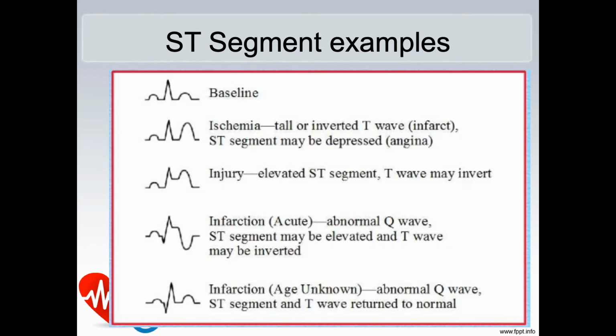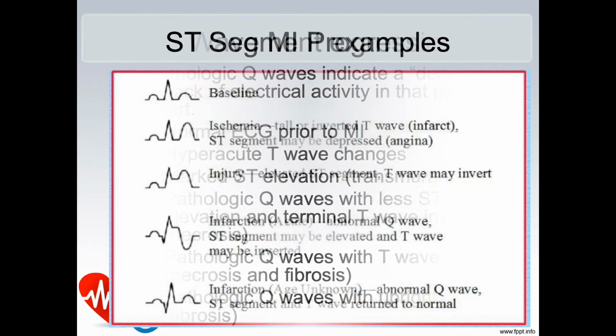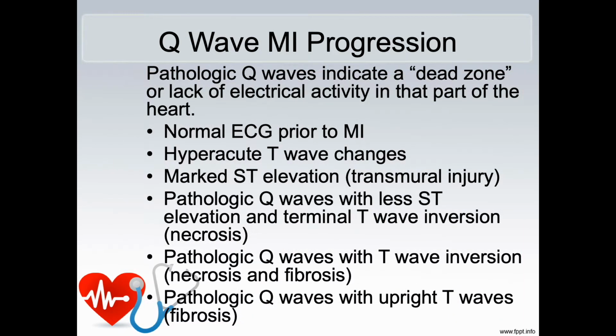In infarction, that is acute infarction, there is an abnormal Q wave. The ST segment may be elevated and the T wave may be inverted. In an infarction older than acute, there is an abnormal Q wave, and the ST segment and T waves have returned to normal. The Q waves indicate a dead zone, that is an area that has already been injured, and this dead zone has a lack of electrical activity that is no longer part of the heart's electrical impulses.